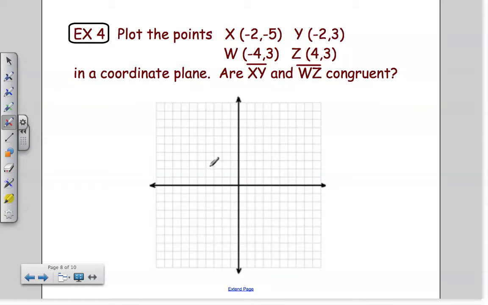Example here, plot the points X, Y, W, and Z in a coordinate plane. I want to know if segment XY and segment WZ are congruent. X is at (-2, -5). Y is at (-2, 3). W is at (-4, 3). Z is at (4, 3).